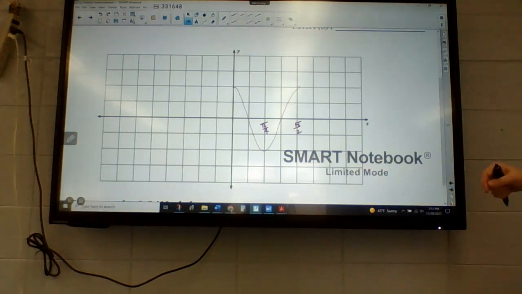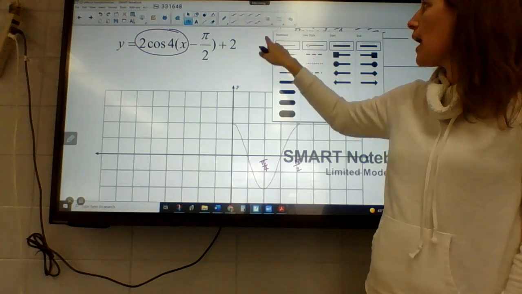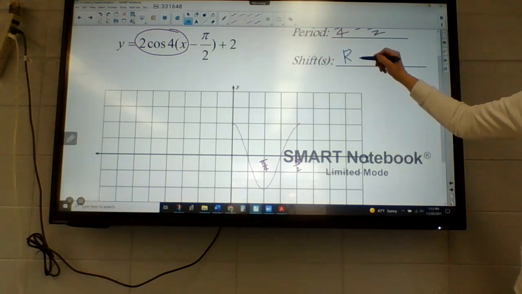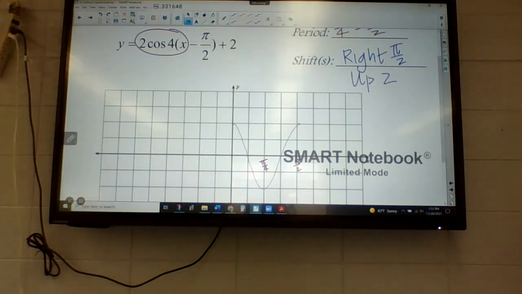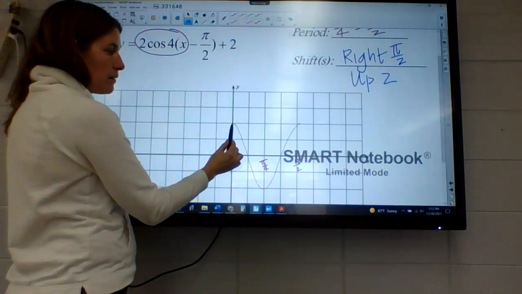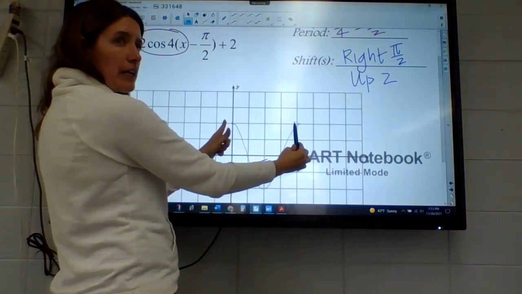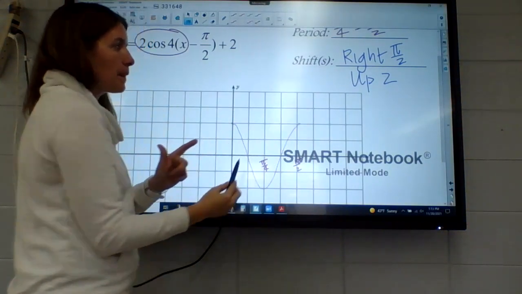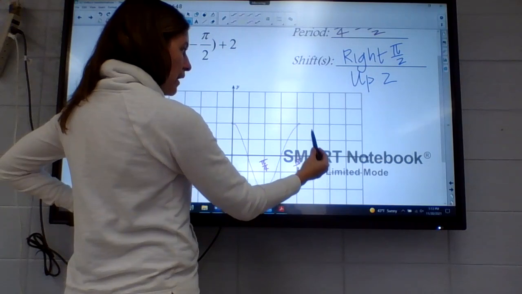But now I have 2 different shifts to do. It says minus pi over 2. So what does that do to my graph? Right, pi over 2. And then up 2. And so what I'm going to do with each of my points is move it individually. So right pi over 2 and then up 2. So this 0 is going to move right pi over 2. So it's not just one space. It's actually all the way over to here. And then up 2. So this one's going to go right pi over 2 and then up 2.